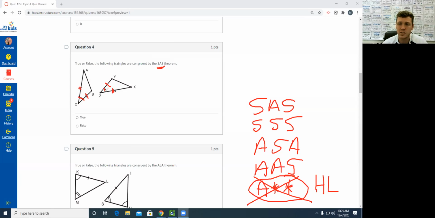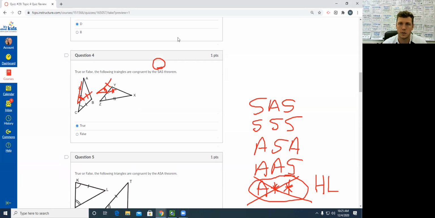What we want to make sure of with side angle side is that the angle is in between the two sides. So here I've got my two sides right here, and the angle is in between them. I've got my two sides, the angle is in between them. So that's the case, then say it's true.